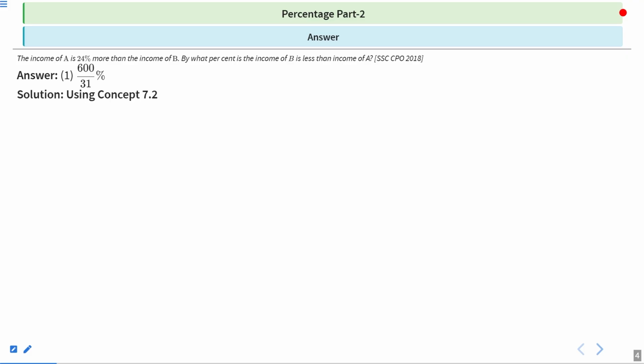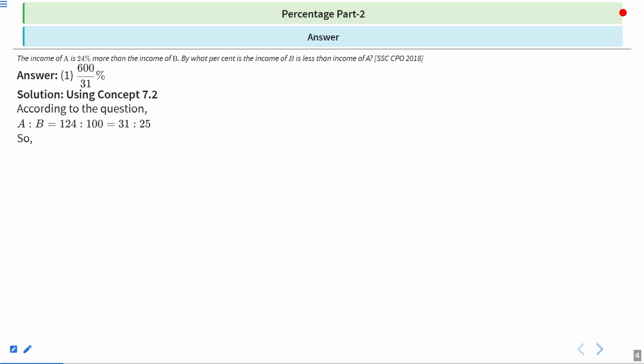Now see the detailed solution using concept 7.2 in this question. According to the question, we can say that A ratio B will become 124 ratio 100. As we let B be 100, A will become 124. So when we simplify it, we get the ratio of A and B, which is 31 ratio 25.